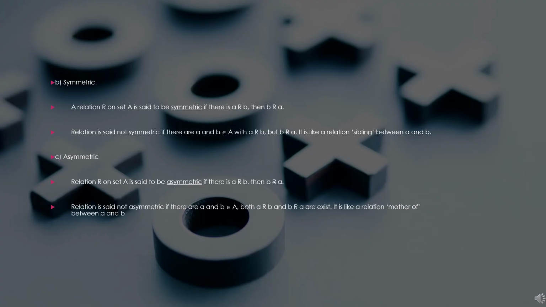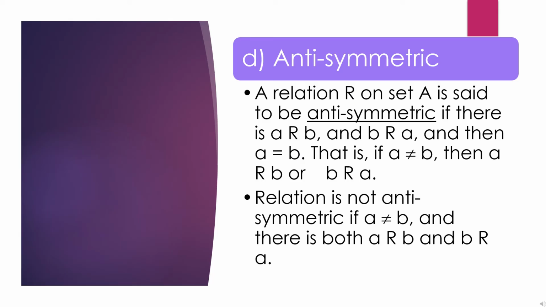Then we have symmetric. A relation on a set A is said to be symmetric if whenever a R b, then b R a. A relation is said not to be symmetric if there are a and b where a R b but b is not related to a. It is like the relation sibling between a and b. Then we have asymmetric. A relation R on a set A is said to be asymmetric if whenever a R b, then b is not related to a. A relation is said not to be asymmetric if both a R b and b R a exist. It is like the relation mother of between a and b.